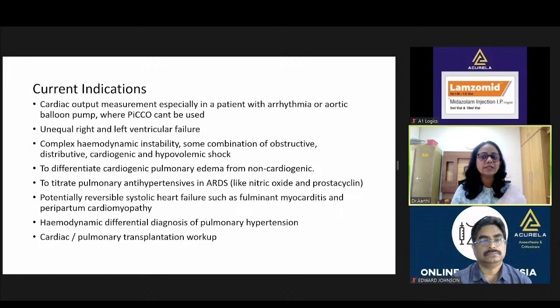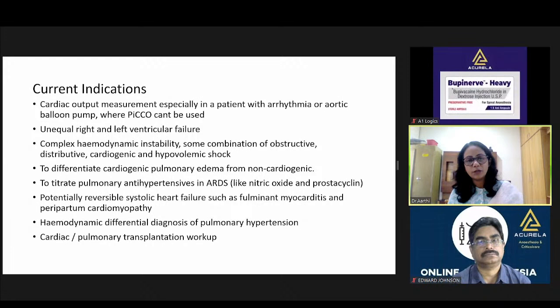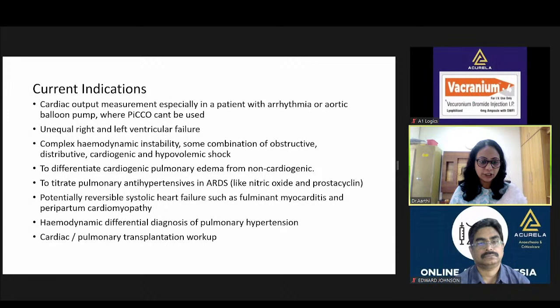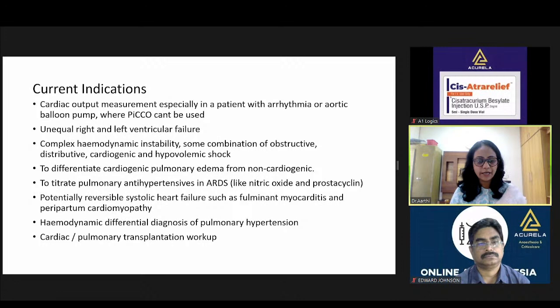of the patients. And unequal right and left ventricular failure, complex hemodynamic instabilities where the patient presents with a combination of shock features like obstructive, cardiogenic or hypovolemic shock. It's a combination of scenarios where the pulmonary artery catheters still have a role. And to differentiate between cardiogenic pulmonary edema and a non-cardiogenic cause, and also certain indications like to titrate the pulmonary antihypertensives in ARDS, where we use nitric oxide or prostacyclin for pulmonary vasodilatation, and also in scenarios where there is reversible systolic heart failure like myocarditis and peripartum cardiomyopathy, where these pulmonary artery catheters aid us in managing the hemodynamics of the patient, and also in differential diagnosis of pulmonary hypertension and also transplant workup for cardiac and pulmonary transplant patients.